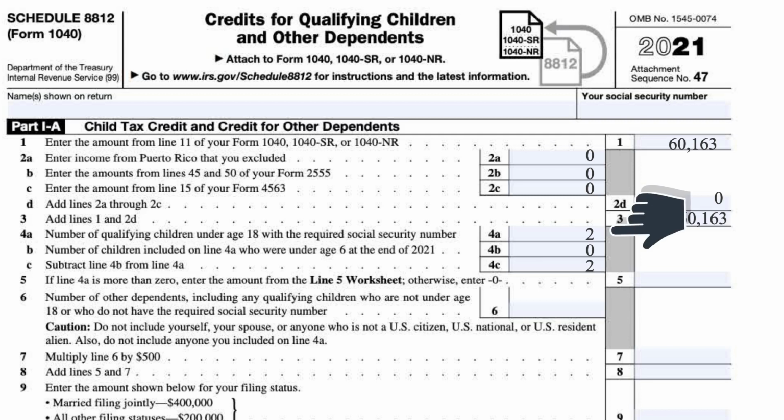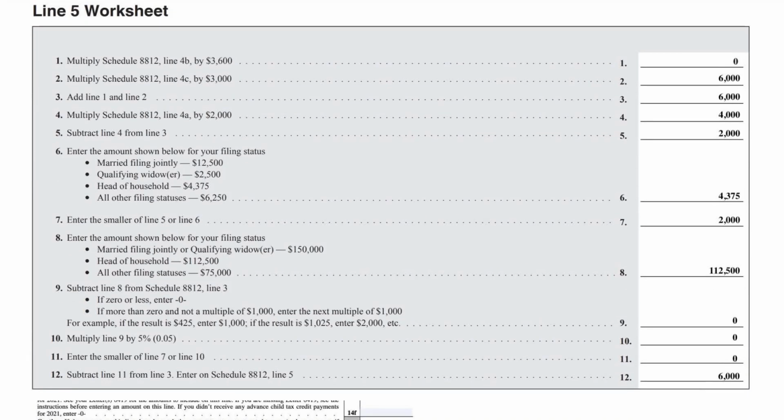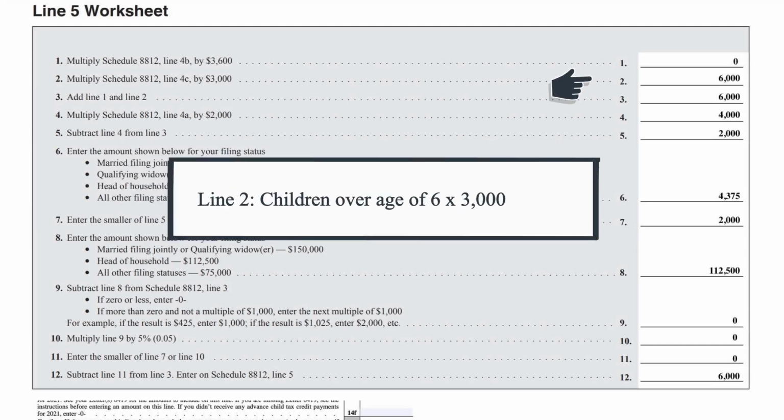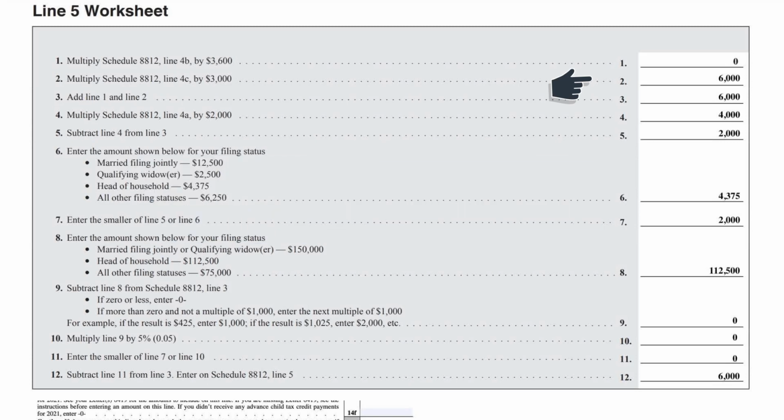If line 4A is more than 0, then the line 5 worksheet must be completed. Going to the worksheet, line 1 is 0 because the amount on line 4B is 0. She has no dependents under the age of 6. The amount on line 2 is $6,000 because she has dependents over the age of 6 who qualify for the child tax credit. The amount on line 3 is lines 1 and 2 added up, which equals $6,000.